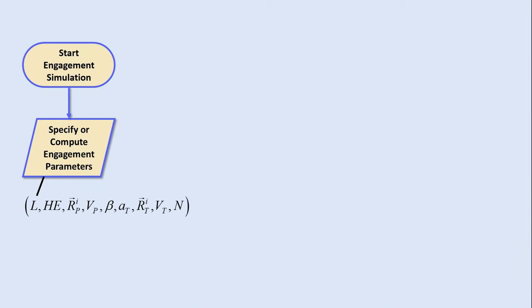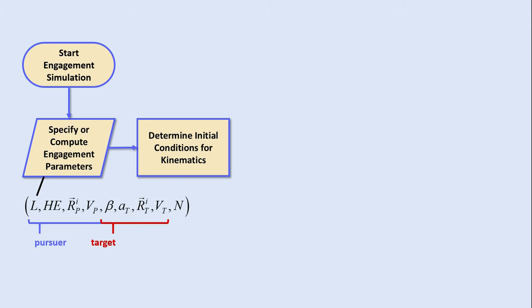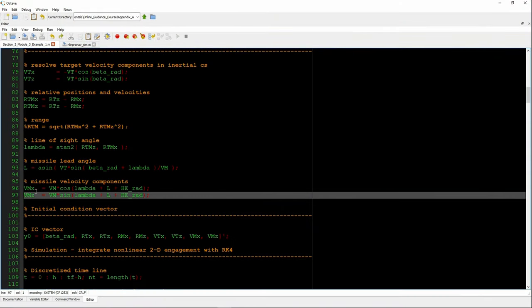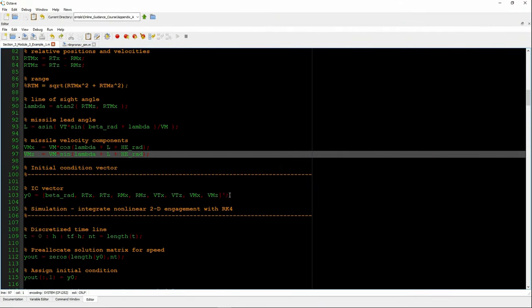Now we have initial data about the pursuer and target so that we can create an initial condition for our kinematics. And here's the vector of initial conditions.